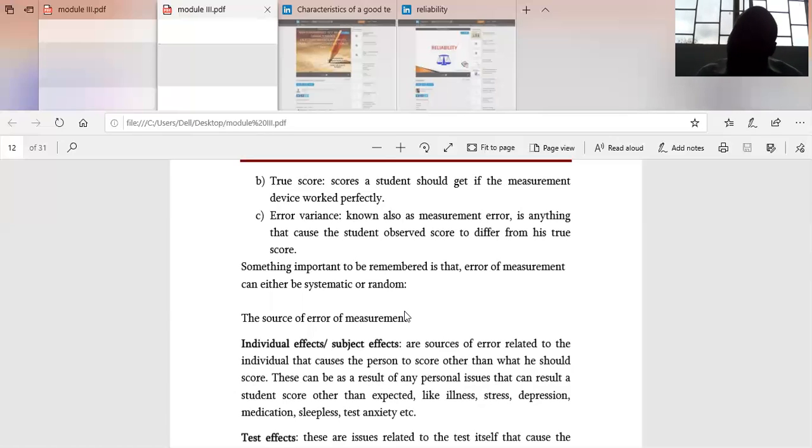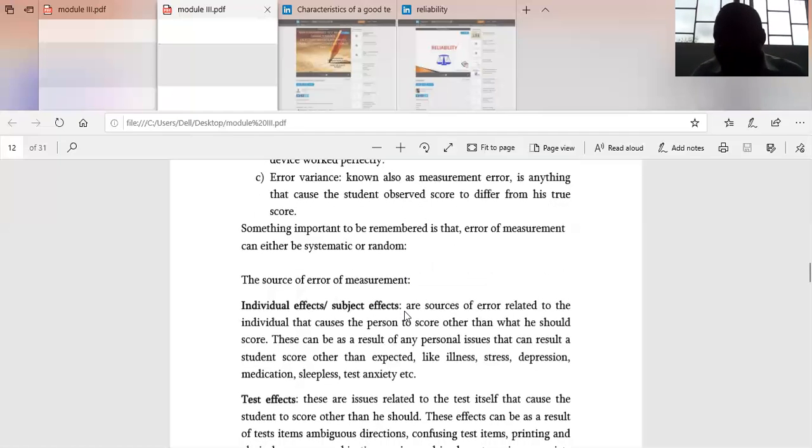Why? Because maybe at that time you were not feeling well. Maybe at that time you were just having stress, either from home, or those who are engaged, you had a misunderstanding with your fiancé. So you are so stressed, and then you enter the exam. Likely, you may find there is a slight change in performance because of what we call individual effect or subject effect.